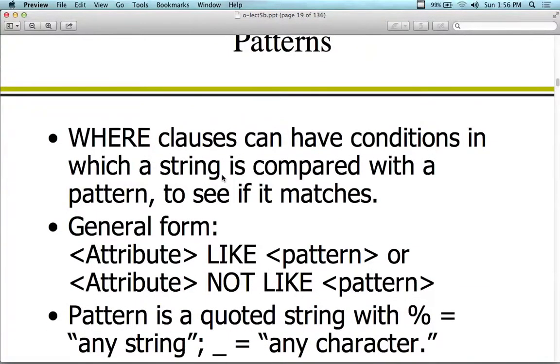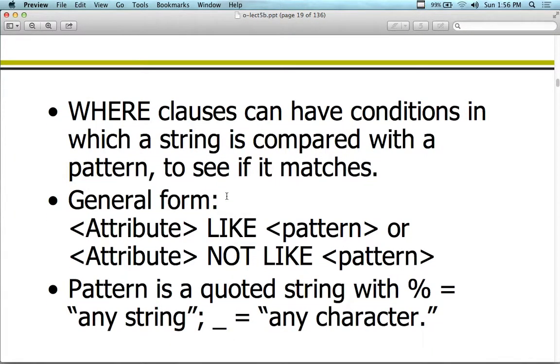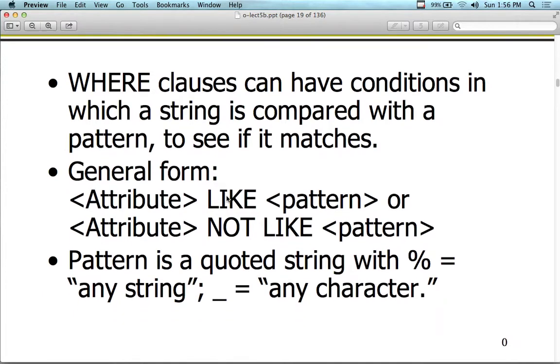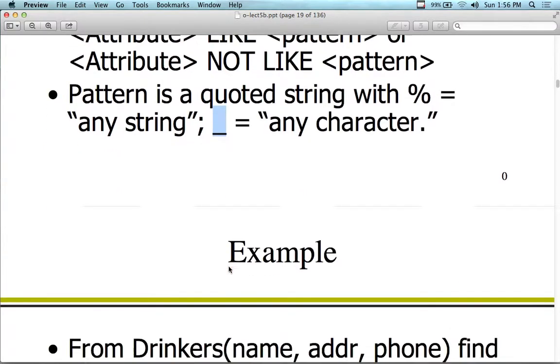We can also do patterns. This comes in handy because what if you don't know what you're looking for? You want something that's like something, or not like something. So we have the WHERE clause that can have a condition in which the string is compared with a pattern to see if it matches. Here's our general form: an attribute LIKE a pattern, or an attribute NOT LIKE a pattern. The pattern is a quoted string with the % sign, which equals any string, or the single underscore, which is any single character. This comes in handy when searching on telephone numbers, last names, first names, stuff like that.